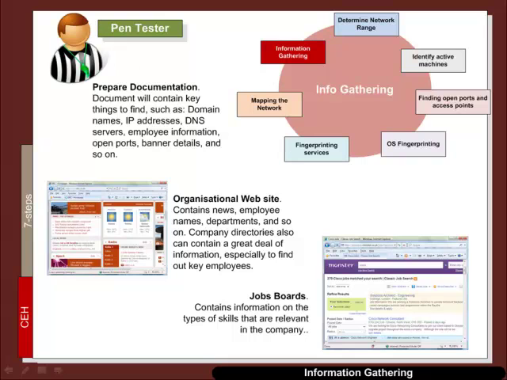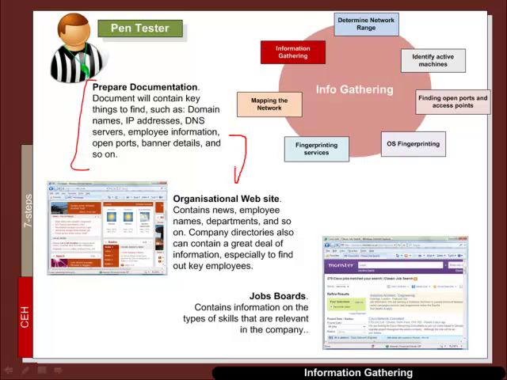Okay, so the first part possibly involves some sort of passive information gathering. For this we initially prepare the documentation. This could be a spreadsheet which has all the main details which are to be collected, such as domain names, IP addresses, DNS servers, basic employee information, what ports are likely to be open, banner details, and so on.